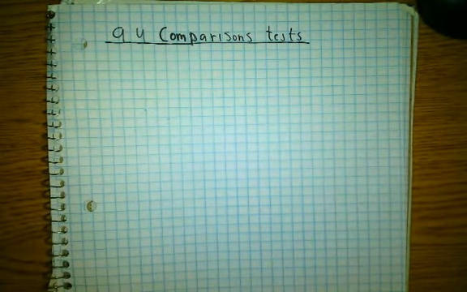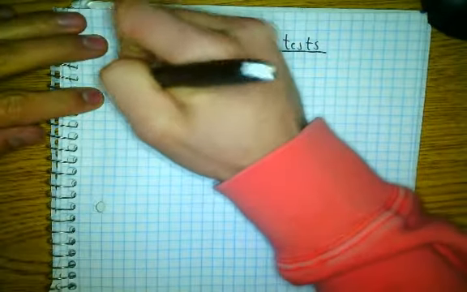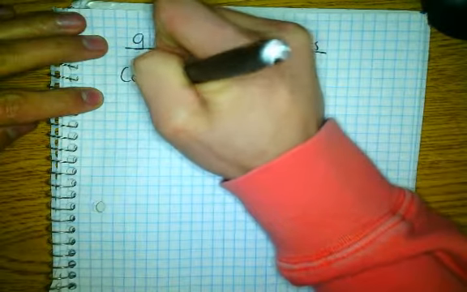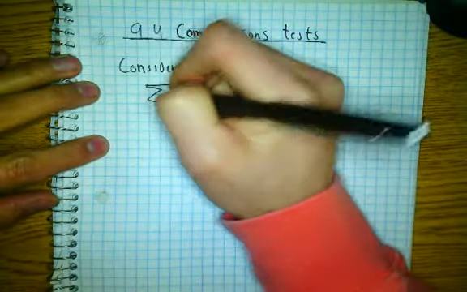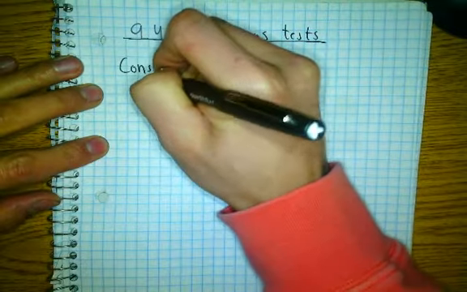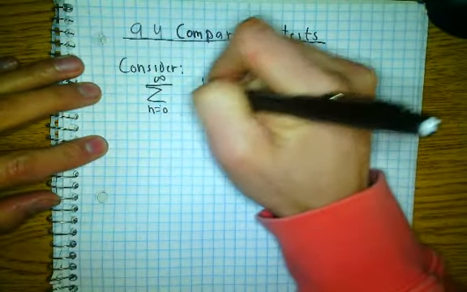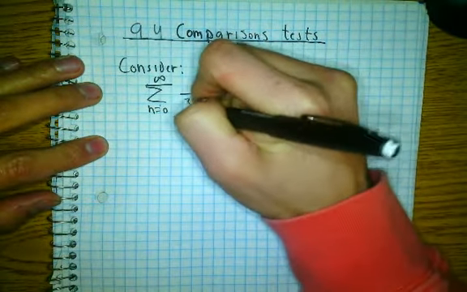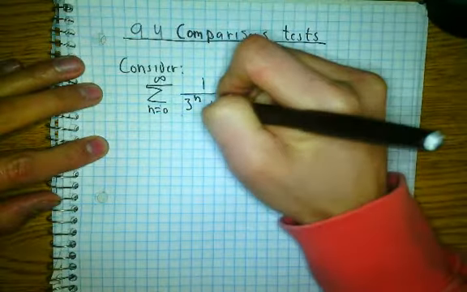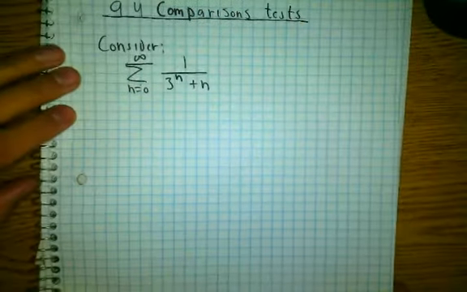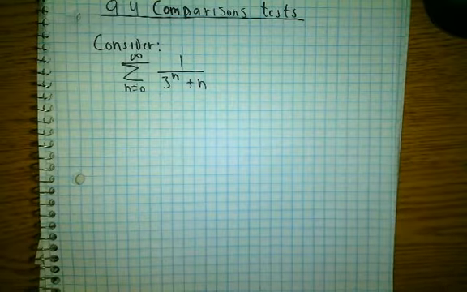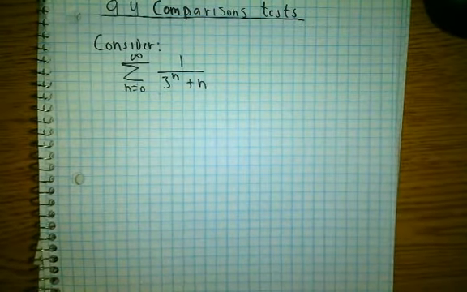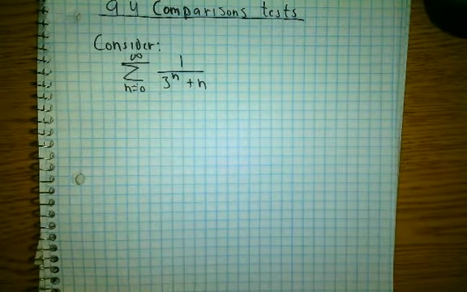Cool? All right, so consider the following series. Let's say that you have a series like this, from 0 to infinity, of 1 over 3 to the n power plus n. Okay? And let's consider all of the tests that you've already learned thus far. Cool? So first of all, let's talk this through.